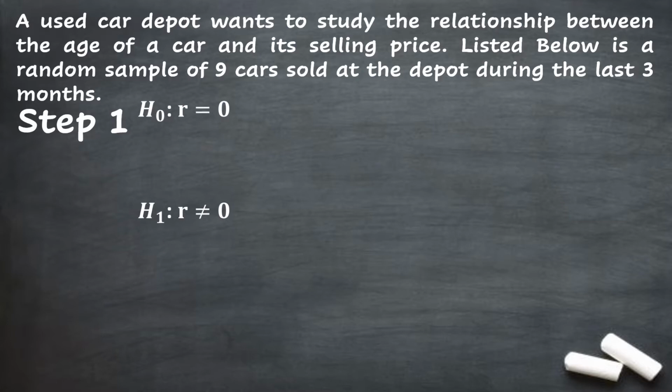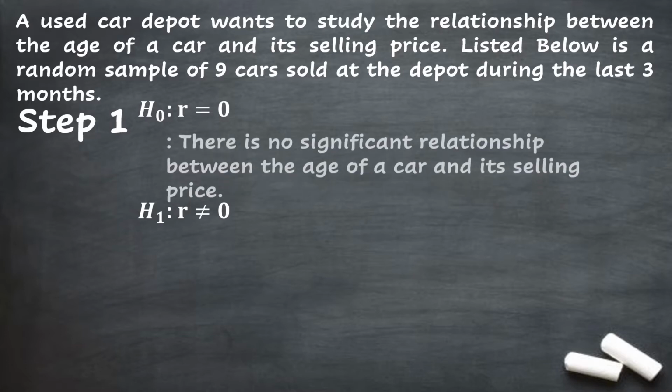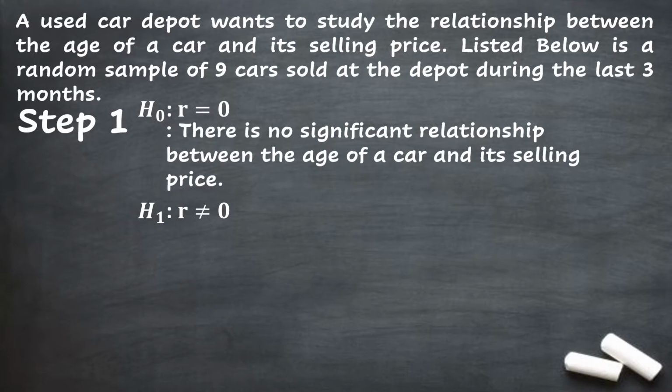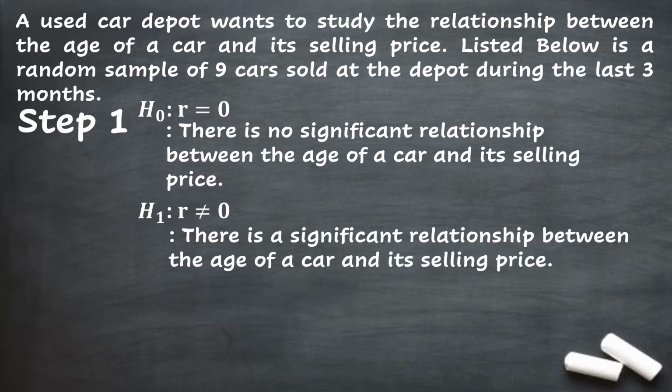As you can see po, in the given problem, the degree of relationship is not stated. So automatically, the null hypothesis is R is equal to 0 and the alternative hypothesis is R is not equal to 0. The statement form for the null hypothesis is there's no significant relationship between the age of a car and its selling price. And for the alternative hypothesis, we have there is a significant relationship between the age of a car and its selling price.